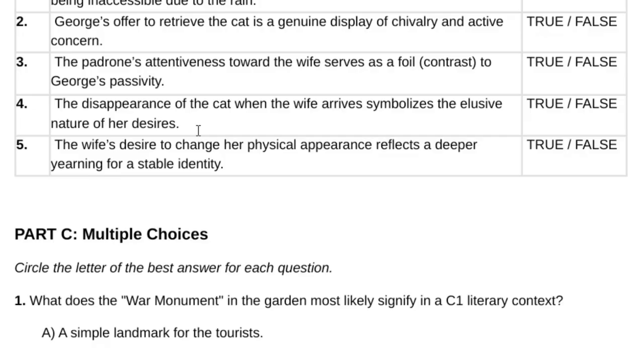The disappearance of the cat when the wife arrives symbolizes the elusive nature of her desires. This is true. When she reaches the spot, the cat is gone, leaving her suddenly disappointed and highlighting how her needs remain unfulfilled. The fifth one.